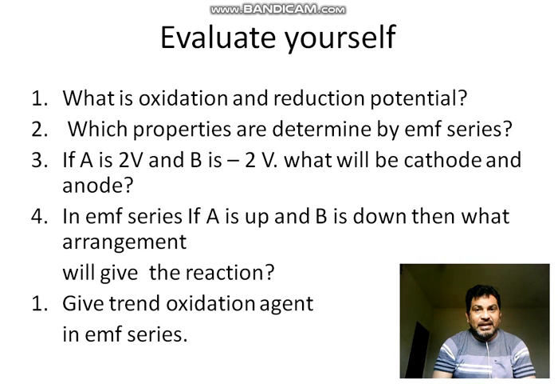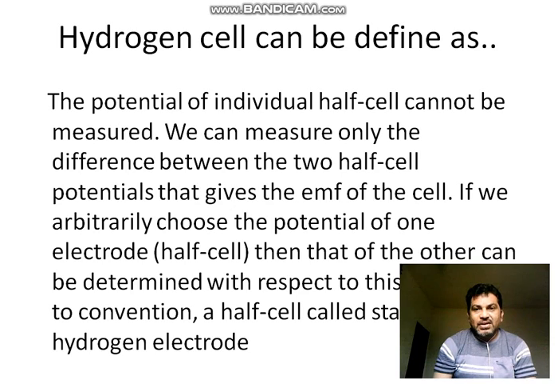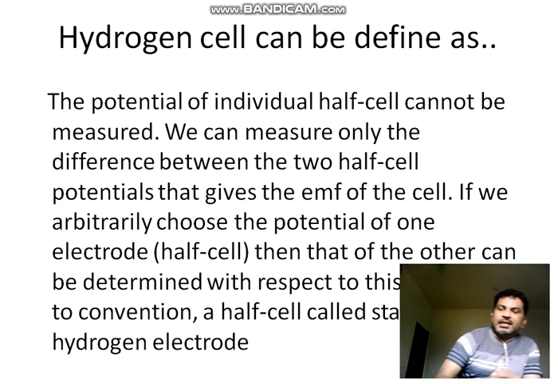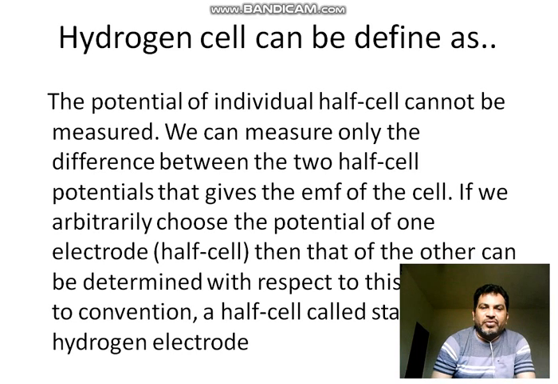Now after getting this much knowledge, we will talk clearly about the hydrogen cell. So the hydrogen cell can be defined as follows. The potential of an individual half cell cannot be measured. We can measure only the difference between two half cells. Okay, the hydrogen half cell, I am giving you its introduction. The difference will be the EMF of that half cell.